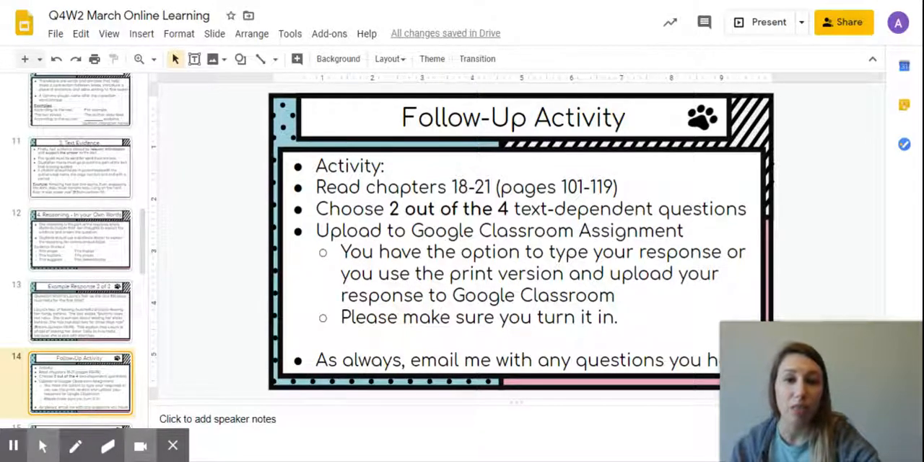Your activity, again, is to read chapters 18 through 21, pages 101 to 119. This is included in the assignment I gave right before we left school that Thursday, so you might have already done part of this, and that's perfectly fine. I just added on a couple other chapters and questions. So you're going to upload it to Google Classroom. You have the option to type your response, or you can use the print version and upload that response to Google Classroom. As long as you have access to a printer and can do that, that's perfectly fine.